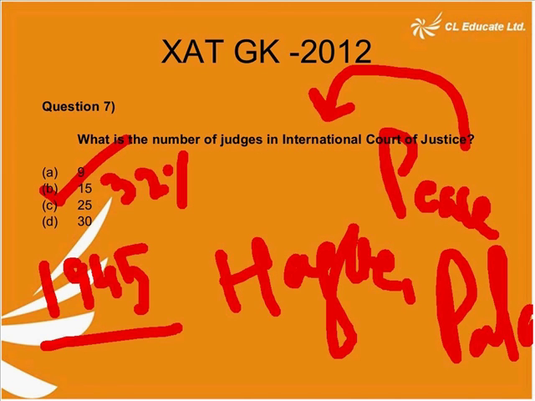So ICJ, Peace Palace in Hague, Netherlands, 1945 established. Somebody says there is a law school at ICJ.